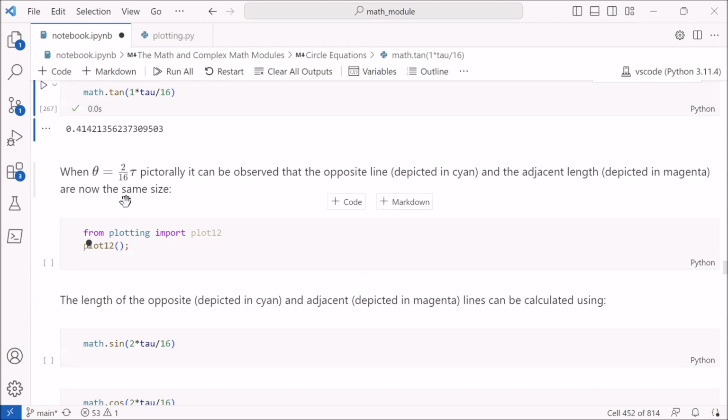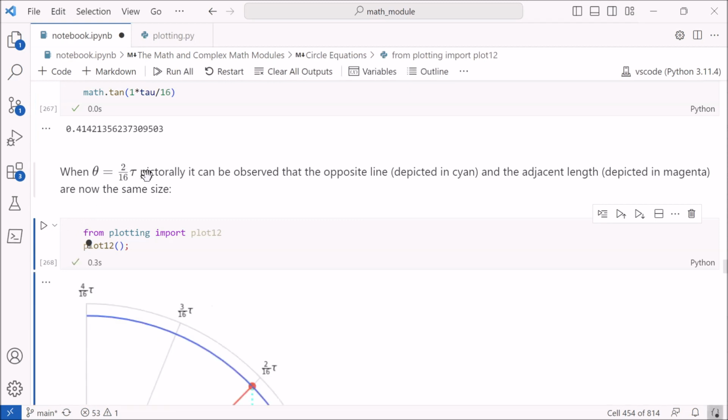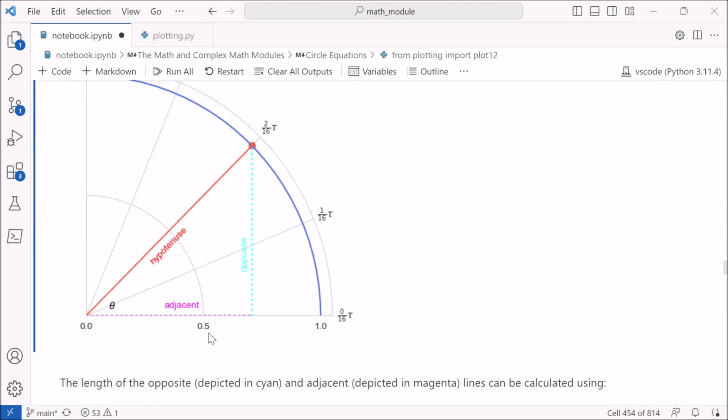So let's now increase the size of the angle once again to 2/16 tau. So notice now that this right angle triangle essentially has an equal adjacent and opposite length.